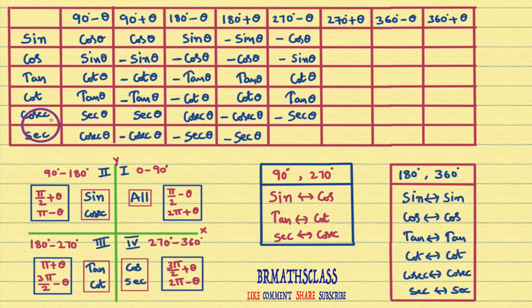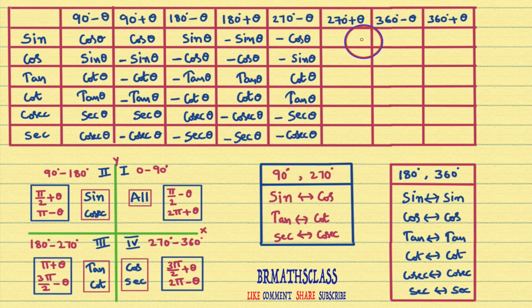Now 270 degrees is there. Whenever you see 270 degrees, immediately change the function. Secant changes to cosecant. This is cosec theta. 270 degrees minus theta, third quadrant. Third quadrant secant is, look here only, third quadrant secant is negative. So secant 270 degrees minus theta is minus cosec theta. I hope you are understanding.